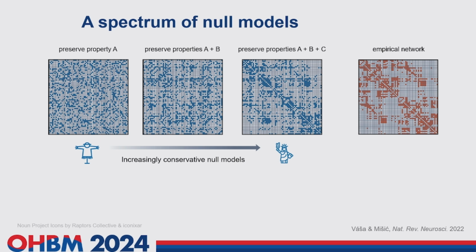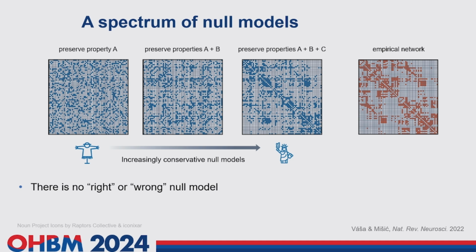On the other extreme, I guess the opposite of a straw man is a steel woman. We have this kind of very robust reference, where this might allow us to test very nuanced hypotheses about organization of our empirical data. And crucially, there is no right or wrong null model. It simply depends on your question, on your hypothesis.